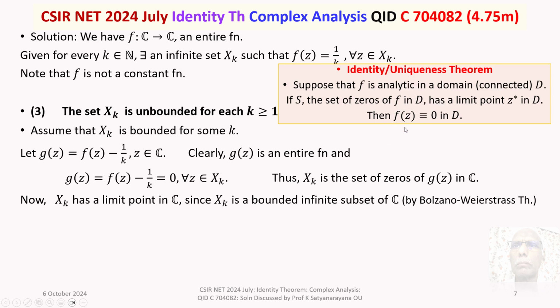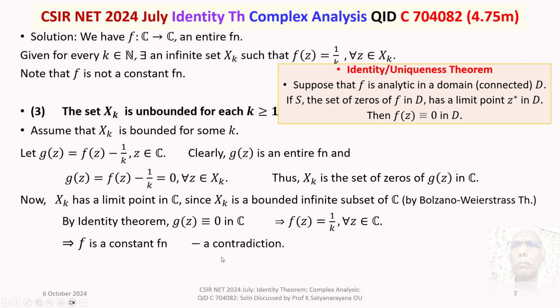So Xk has a limit point in C. Therefore, by the identity theorem, g(z) is identically equal to 0 in C. Here D is C. That is, g(z) = f(z) - 1/k is identically equal to 0 in C, which means f(z) - 1/k = 0 for all z belonging to C. This implies f(z) = 1/k for all z belonging to C. That means f is a constant function, which is a contradiction.